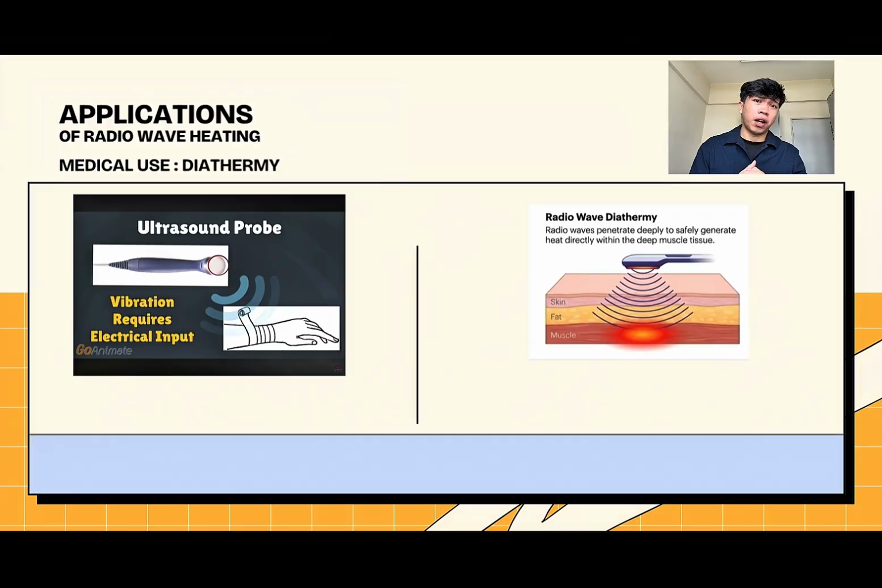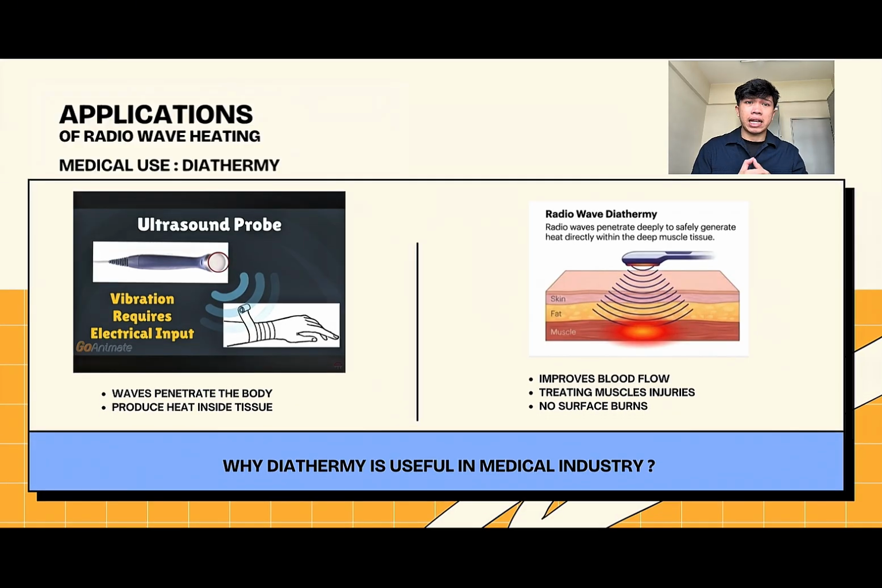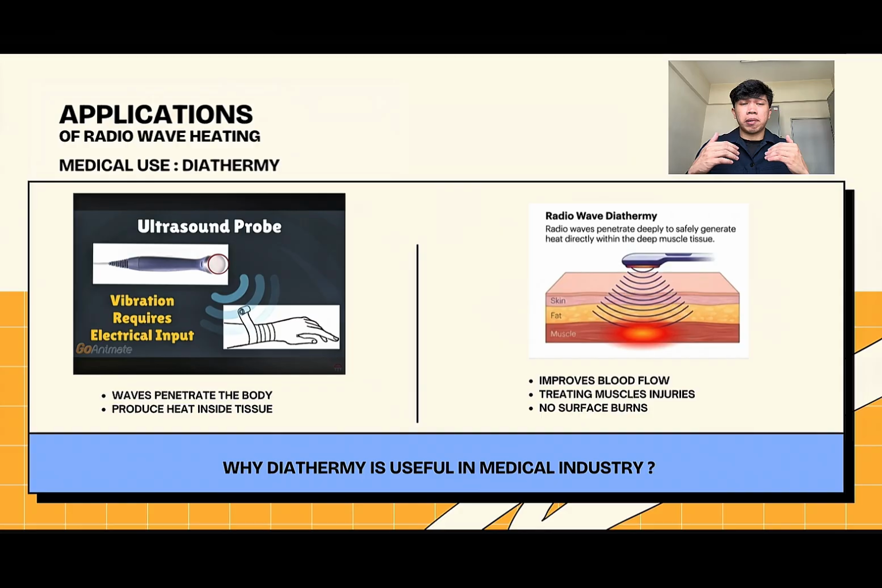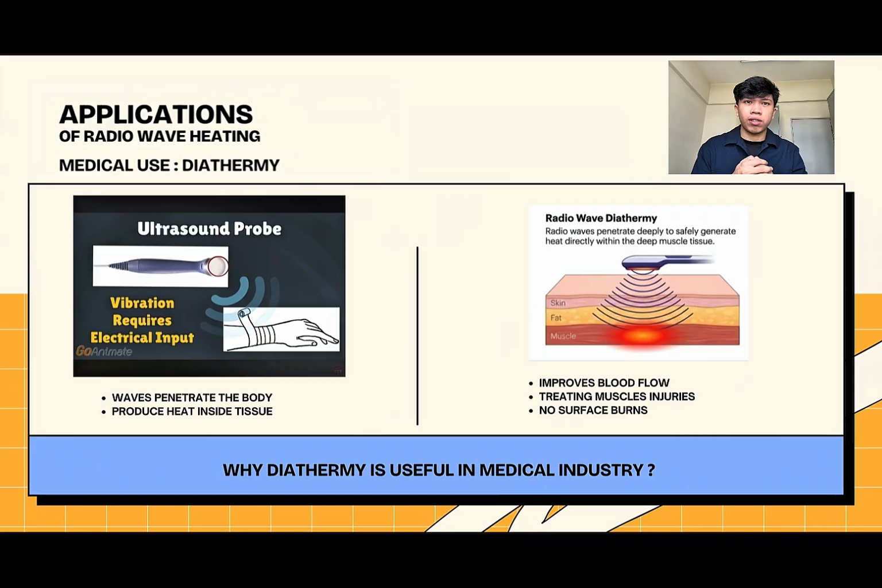Next, we move on to diathermy, which is widely used in the medical industry. But why? It's widely used in the medical industry because it uses ultrasound to penetrate the patient's body tissue, and it will create heat inside the tissue. Therefore, it will improve blood circulation and treat the patient's muscles and body, and it will also not cause surface burns, which means the patient will not feel any burns on their skin. So again, it is safe to use.